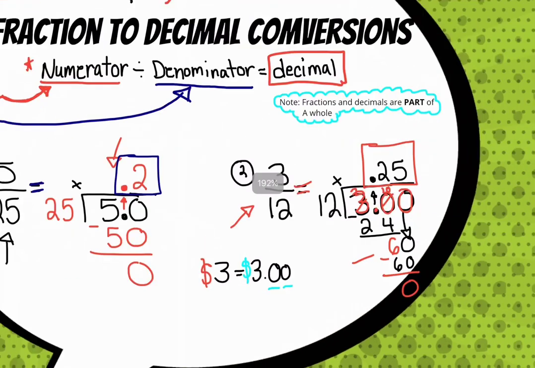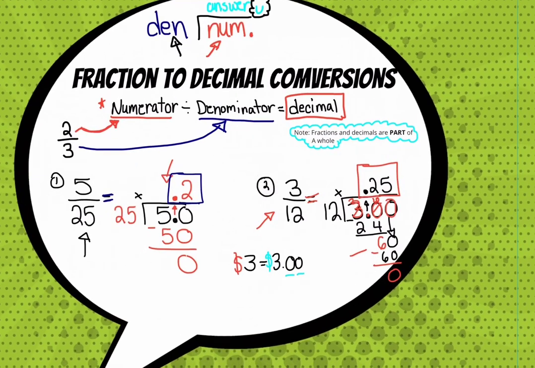So that is how you change from a fraction to a decimal. Make sure the numerator goes inside the house, the denominator goes outside the house. You make sure the decimal in the bottom goes to the top, and then you have your answer.